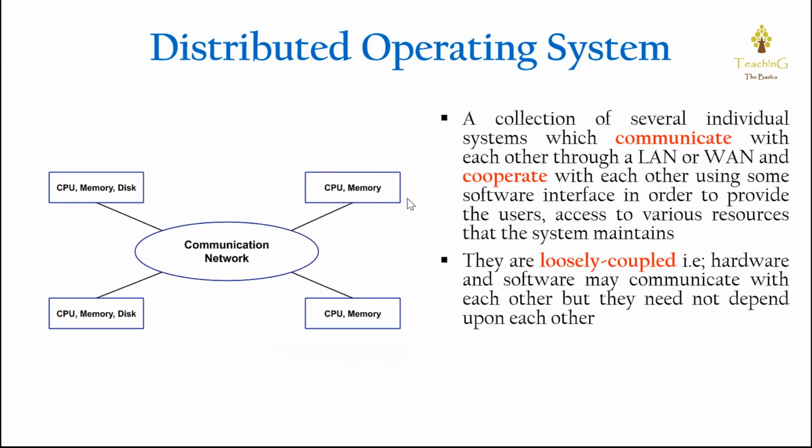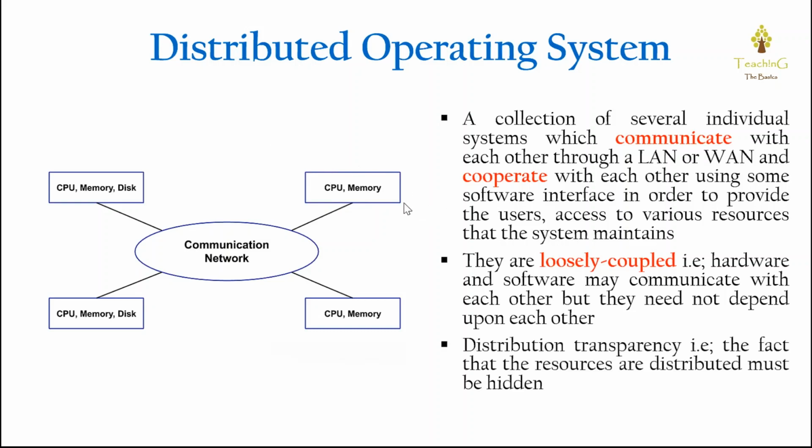This point explains this. So the next one is distribution transparency. That is, the fact that the resources are distributed must be hidden. Okay, now I require the help. This machine requires the help of a scanner. Okay, and this machine has got a scanner attached to it.